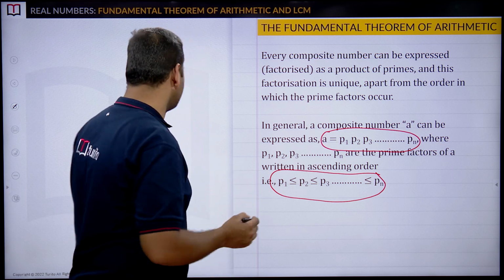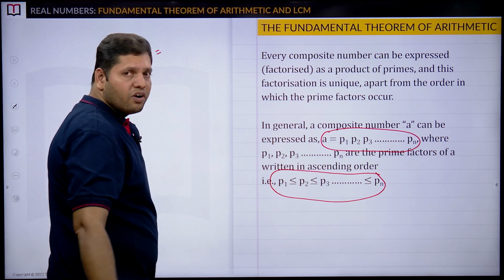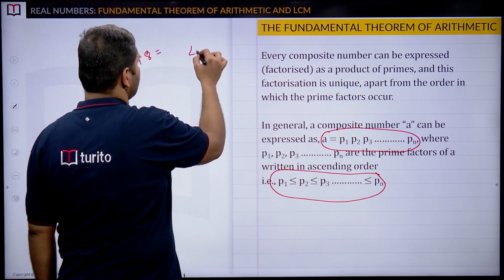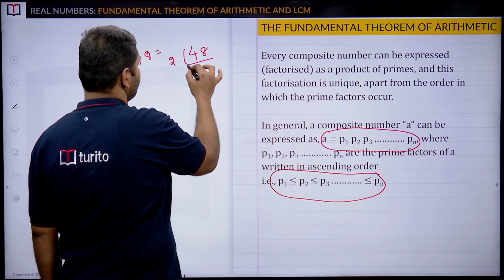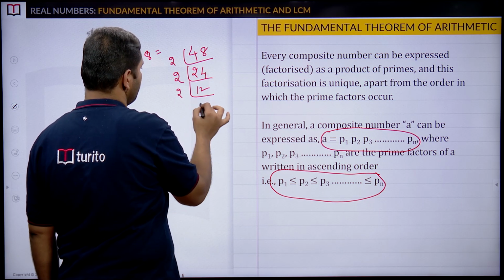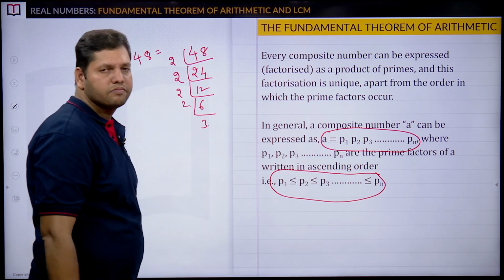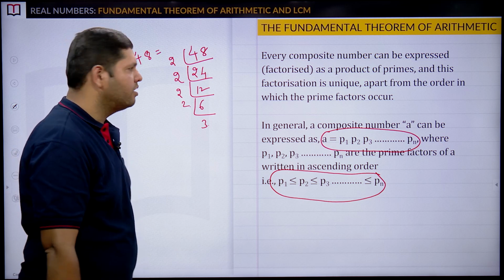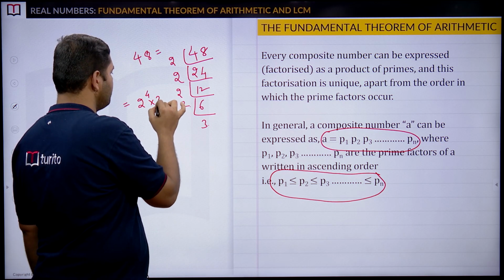I'll give another example, children. You can take 48. How can we write 48 in terms of prime factors? Do the prime factorization: 2 how many times? 2 into 24, and 2 into 12, and 2 into 6, and 2 into 3. Okay. So we can write this as 2 to the power of 4 into 3.